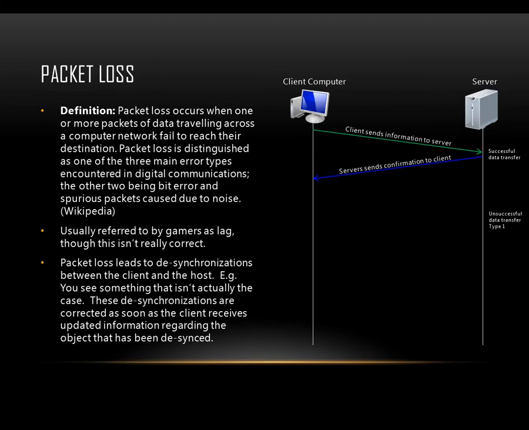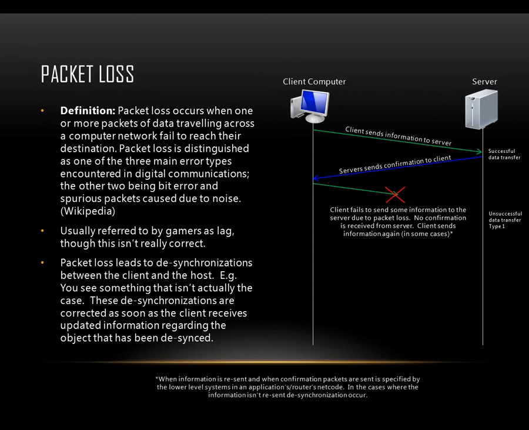Now I'm going to show you the first type of unsuccessful data transfer. Client tries to send some information to the server, but it doesn't get there due to packet loss. Thus, no confirmation was received from the server, and the client sends the information again, in some cases. When information is resent and when confirmation packets are sent is specified by the lower-level systems in applications or routers' netcode. In the cases where the information isn't resent, desynchronizations occur, as I said before.